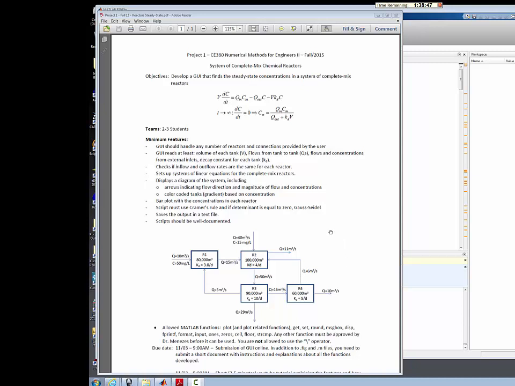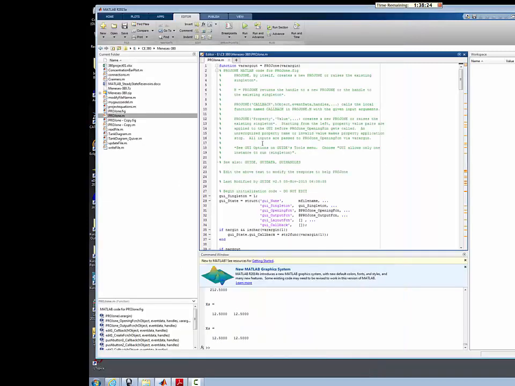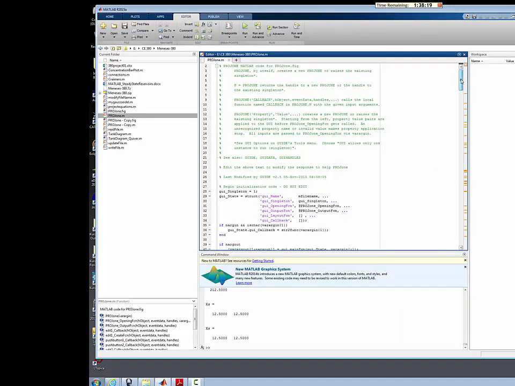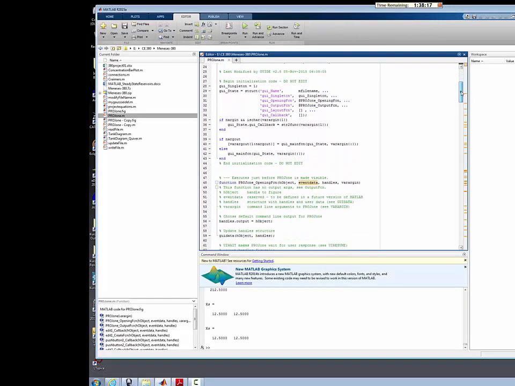At the bottom, we have the example that we based our work on. Even though our GUI does run any data in any number of reactors, this example we used in order to make sure that our GUI was working properly as we developed it. So here's our GUI. Before I run it, I'd like to go down and explain a little bit about the coding in the GUI.